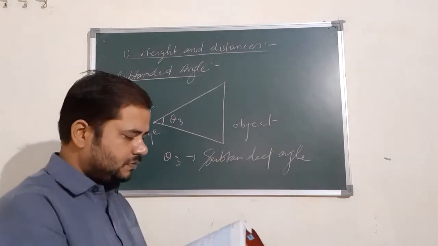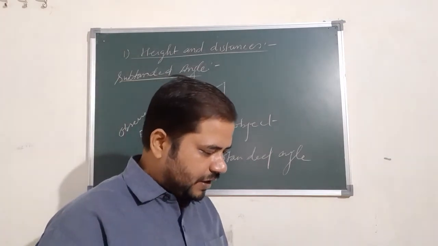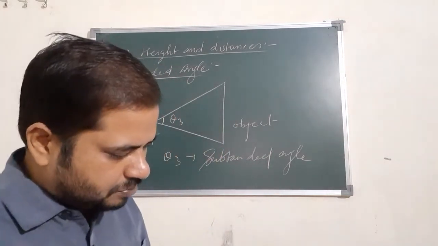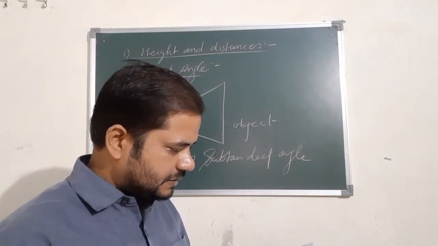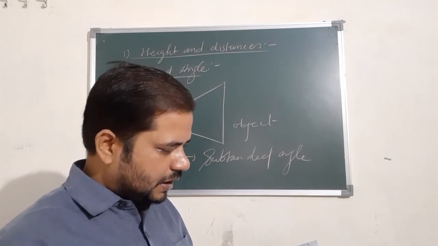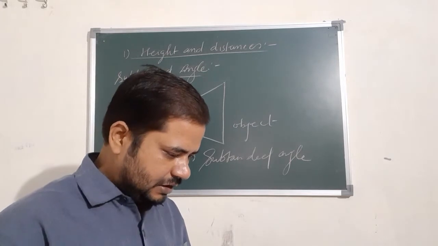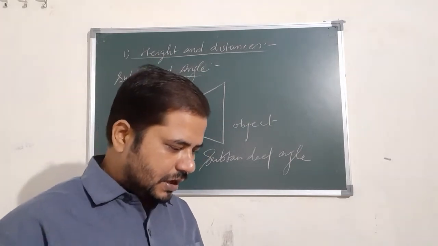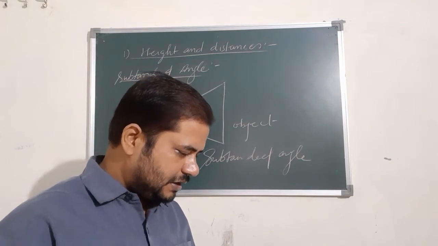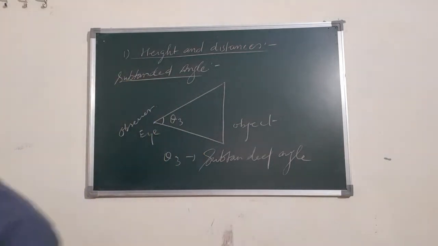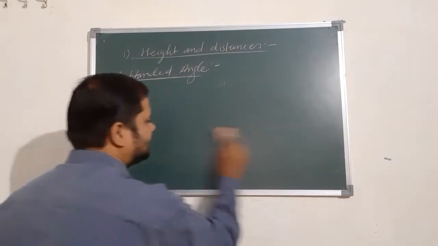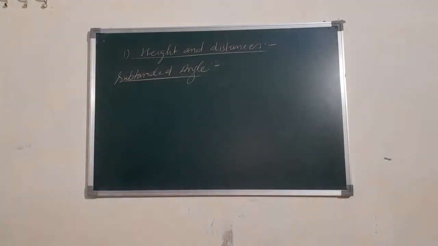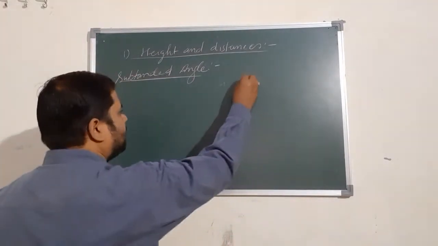See this question. The angles of elevation of the top of a tower from two points at a distance of 4 meter and 9 meter from the base of the tower and in the same straight line with it are complementary, prove that height of the tower is 6 meter. Okay, so see, we have given a question. This is a question from NCERT Exemplar or NCERT book. So first of all, tower is there.